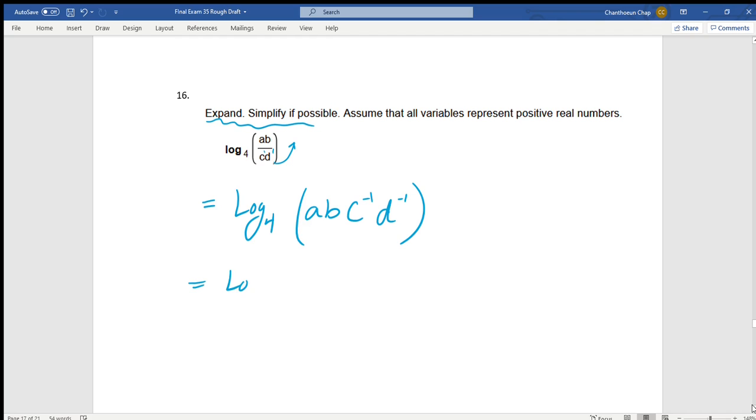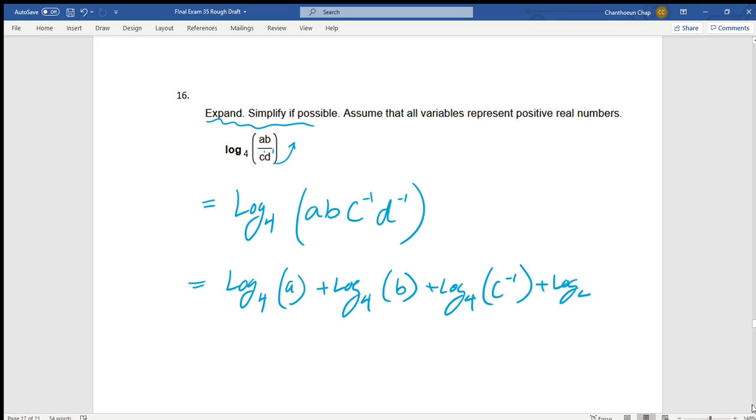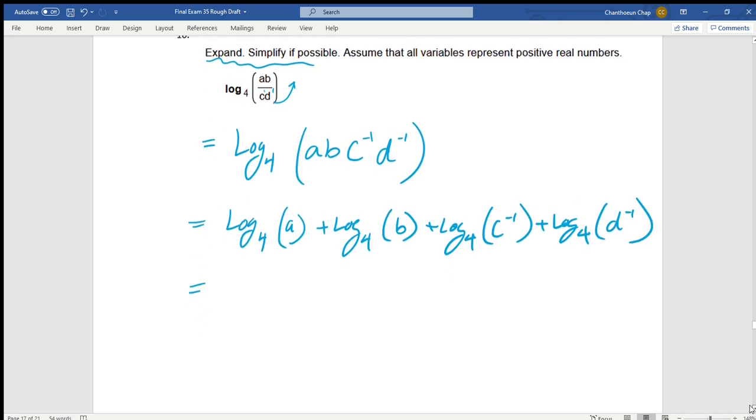Then we could use the product rule. The product rule says we can multiply all this out using addition. So this is log base 4 of a plus log base 4 of b plus log base 4 of c to the negative 1 plus log base 4 of d to the negative 1. Now there's more than one way to do this. You can use different techniques, but you should still get the same answer.